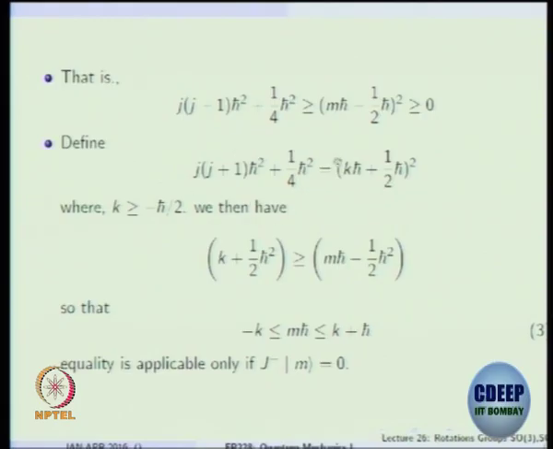Define a new integer k, just to see that your m takes values from minus j to plus j. We did that there by a different argument, but you can go through this argument. So you find that the magnetic quantum number m has some kind of a restriction, going from minus k to plus k, and equality is applicable when j minus m is equal to 0.